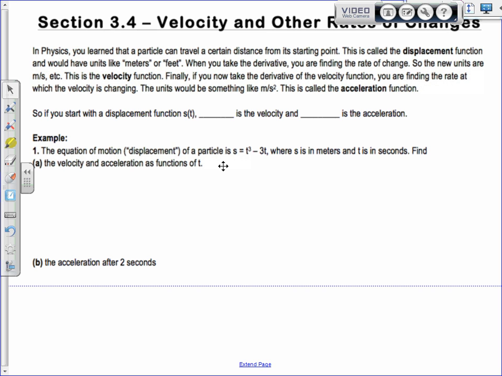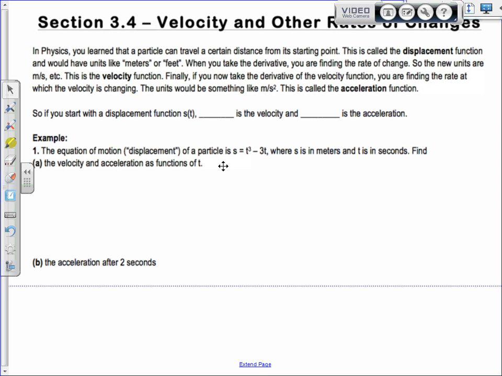So if you had meters or feet originally and you take the derivative, it's going to be meters per second or feet per second or meters per minute or miles per hour. Your new units are going to be meters per second, etc. This is going to be velocity. Now if you take the derivative of that, you add another per second, and it's going to be meters per second squared. Meters per second squared is going to be acceleration.